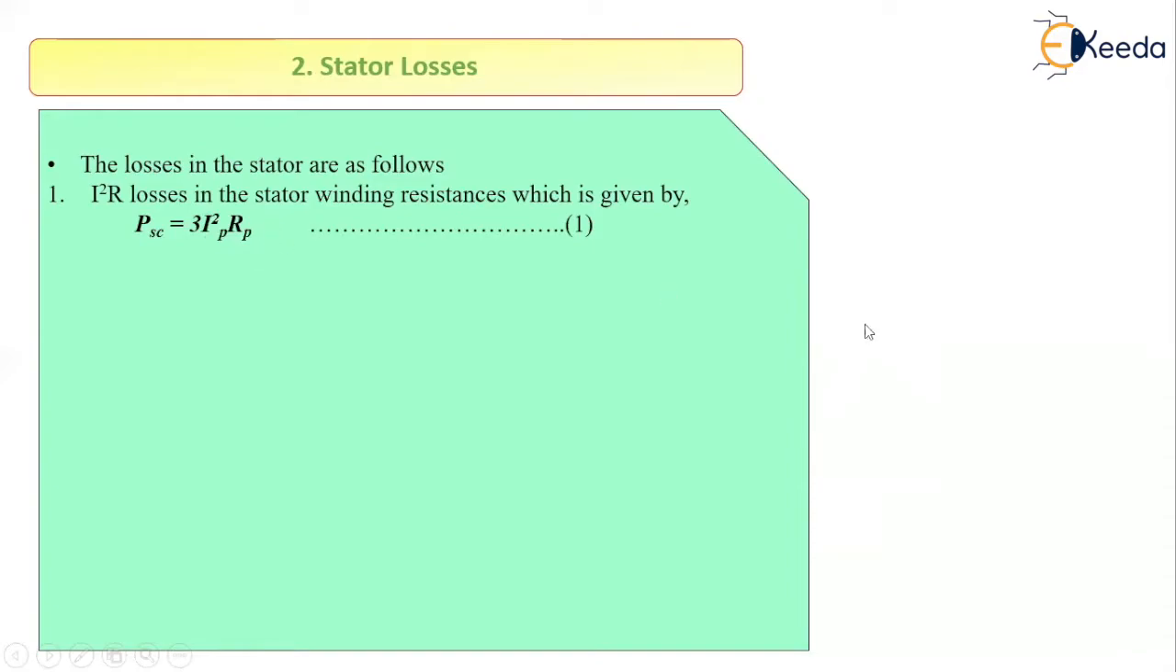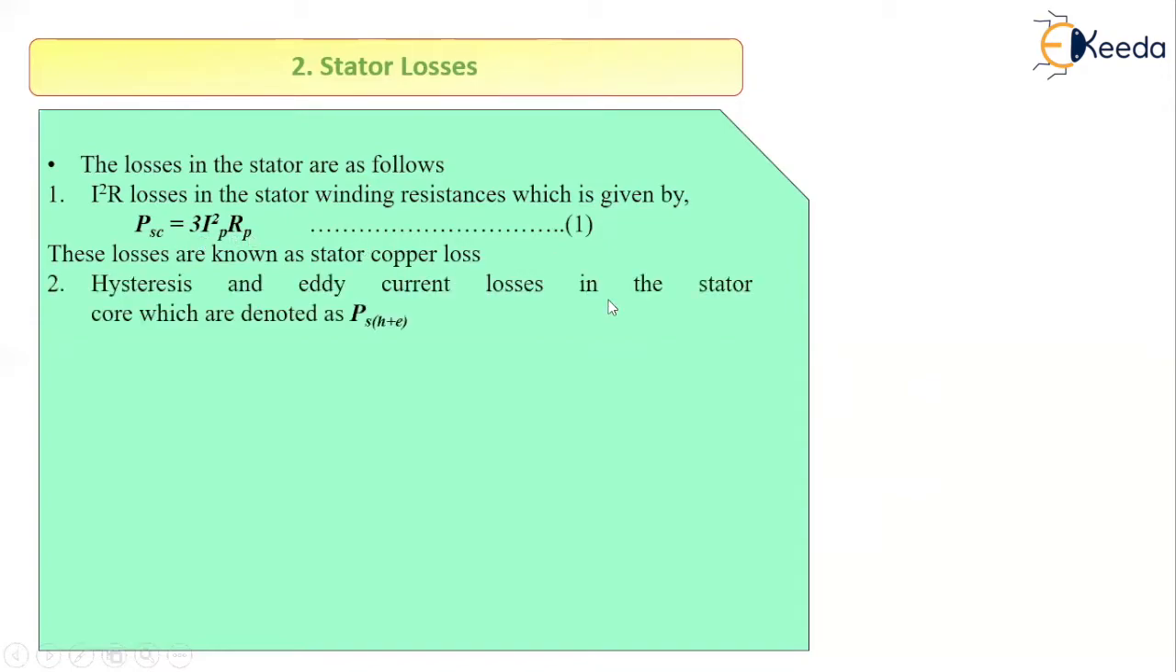Here phase quantities are considered. Let it be equation number 1. This loss is called copper loss because the windings are basically made up of copper. When the current flows through this winding, the loss occurs. Also there are core losses which consist of hysteresis and eddy current losses. These are denoted by PS H plus E, where S denotes stator, H denotes hysteresis loss, and E denotes eddy current loss. These losses are called core loss because they occur in the core of the stator, or we can say in the stack.